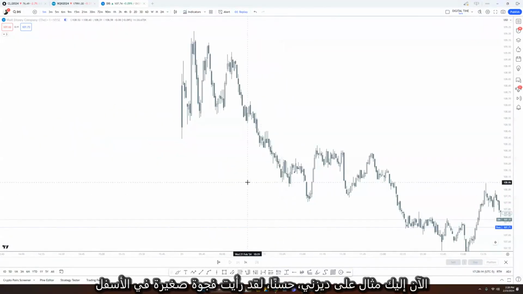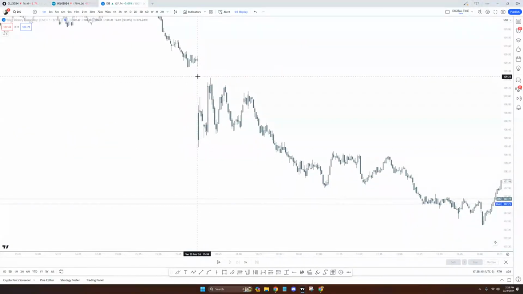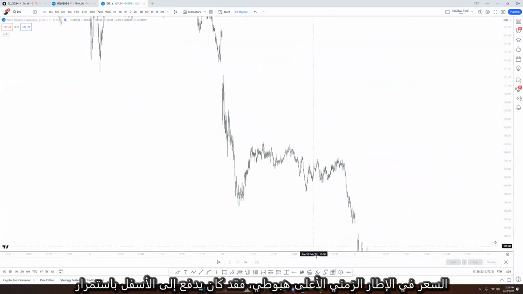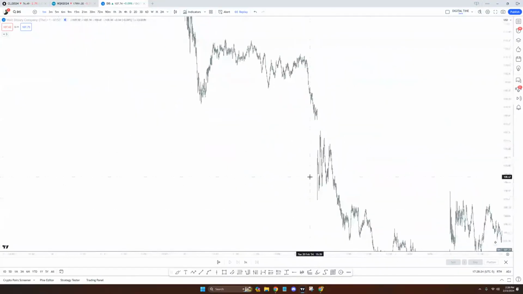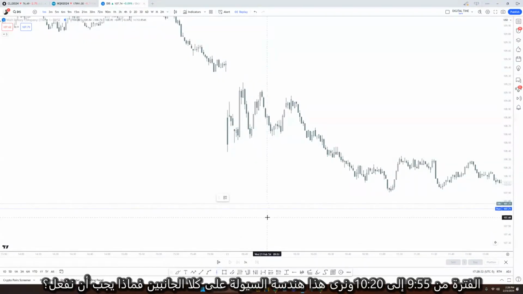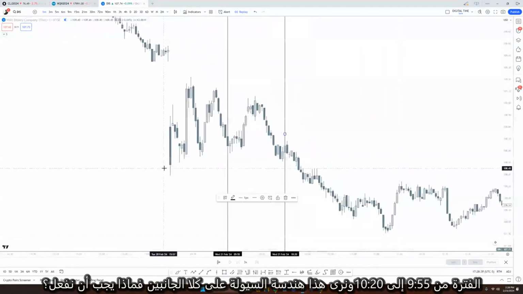Now here's an example on Disney, okay? You saw a little bit of a gap down. Price in the higher time frame is bearish. It's been pushing down consistently. Now what occurs here at New York Open, 930, starts to chop a little bit, right? We take that Judas interval, 955 to 1020, and we see this engineered liquidity on both sides.